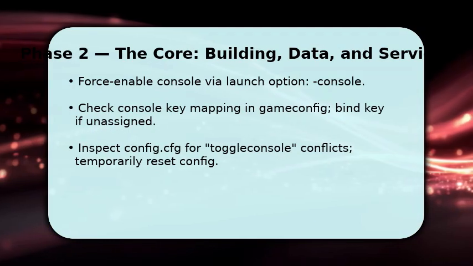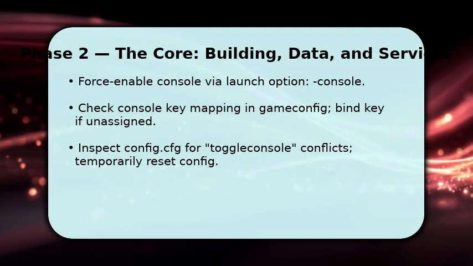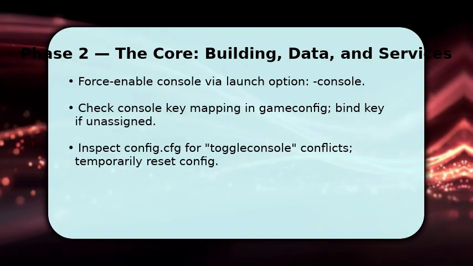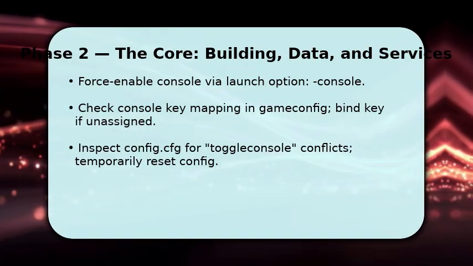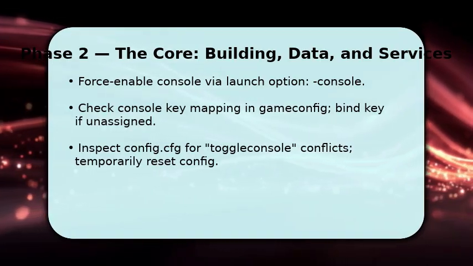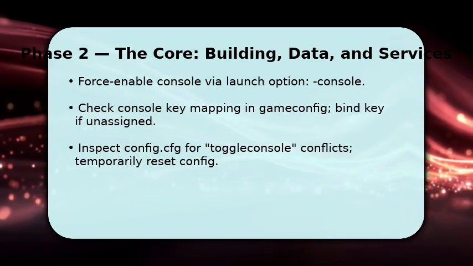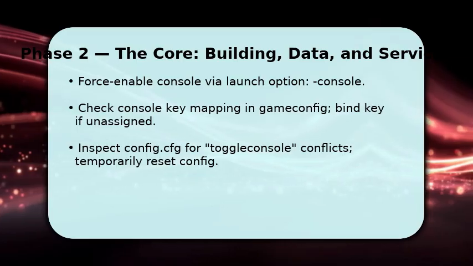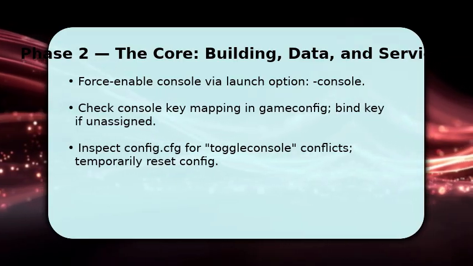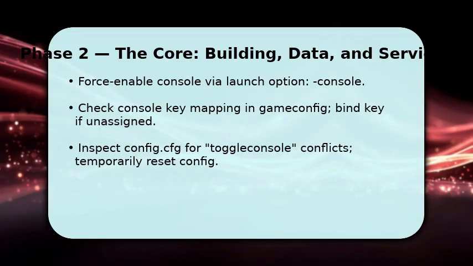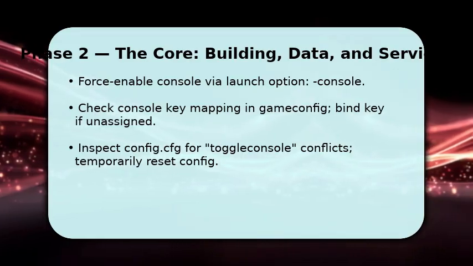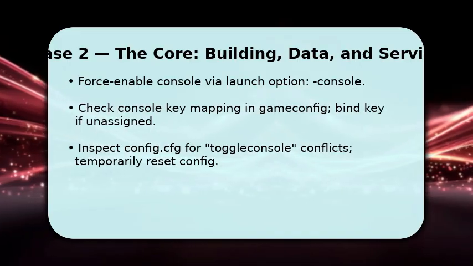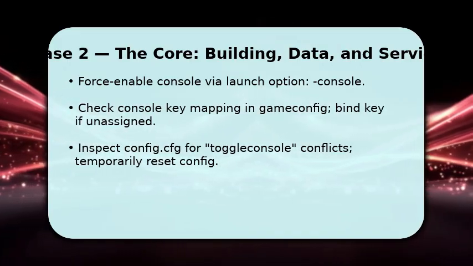Next, you apply the detailed fixes. Add console to CS2 launch options to force the console to initiate its startup, and then check the in-game key mapping so the console key is actually bound. If the key is missing, bind it to your preferred key and save. Also open config.cfg and search for entries that override toggle console or bind console to an unusable key. Rename or remove conflicting lines and restart the game so a clean config can recreate defaults.